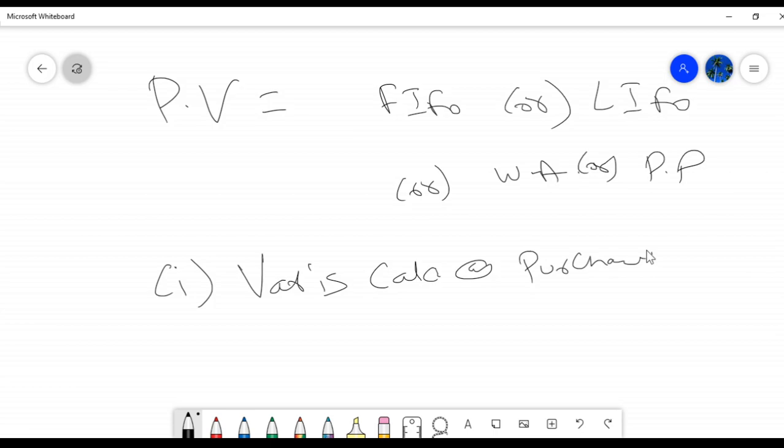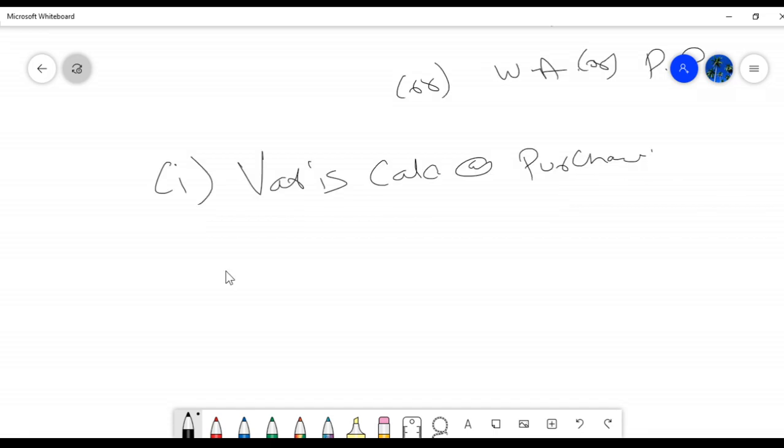Here, how many purchases in this question? Only one purchase was made, 500 kgs into 2.15. That is my price. What is the price variance formula? Price variance is a comparison between 3 and 4. What is my 3? Actual quantity into standard price. Then what is my 4? Actual quantity into actual price. Actual quantity is 110. Standard price is 2.25.